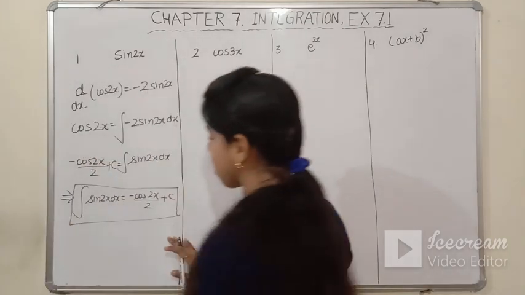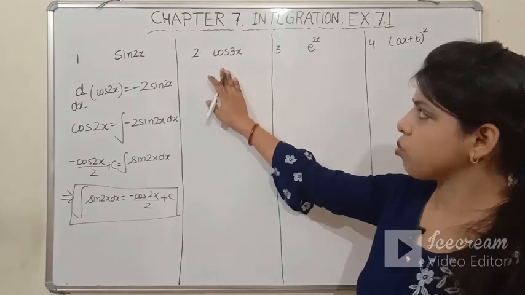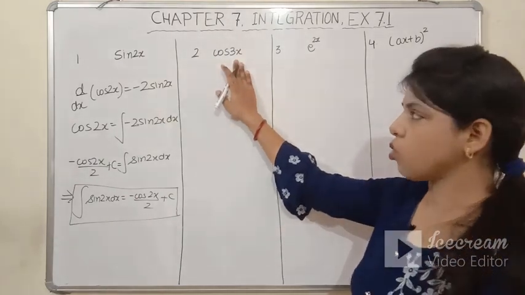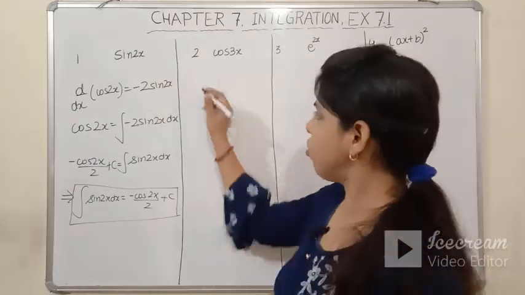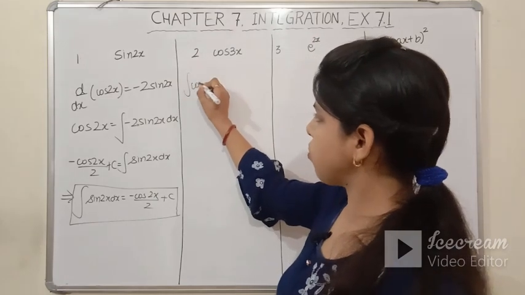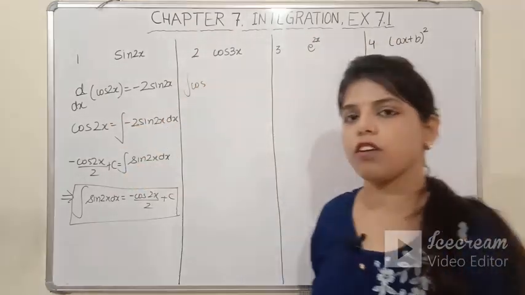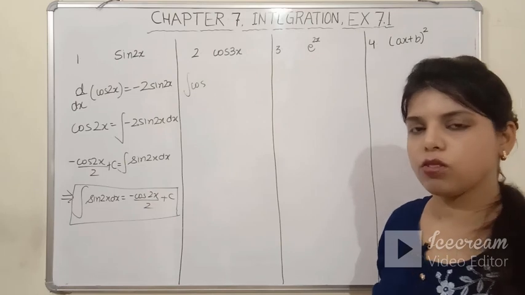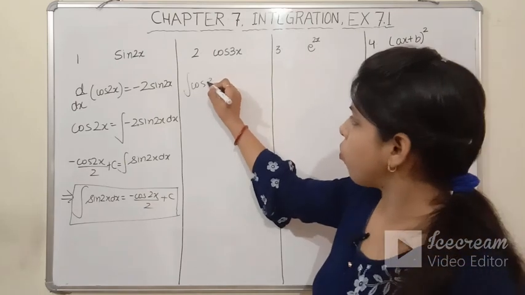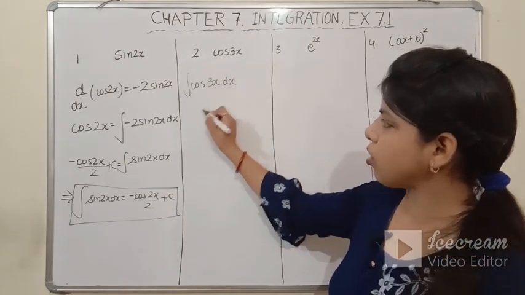I hope that you understand this question. The next question is question number 2, that is cos 2x, cos 3x. Now in the exam you don't have the time to waste and think over the reverse process of differentiation, so you will do it directly by using the formulas. So what is the formula? I will tell you the shortcut trick.